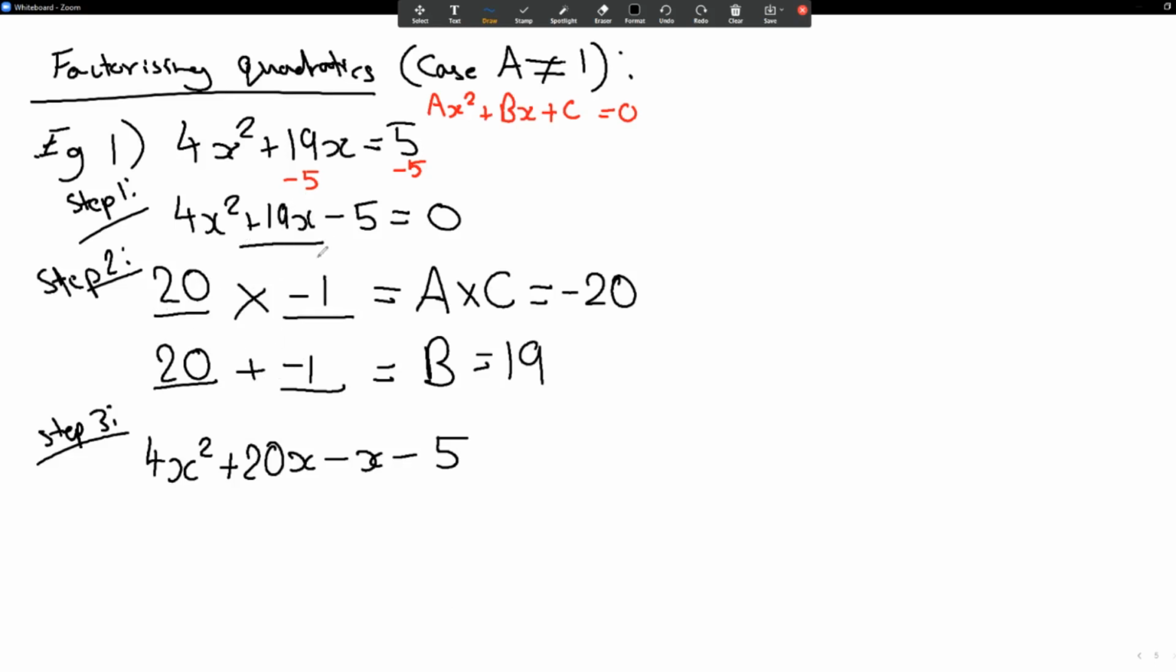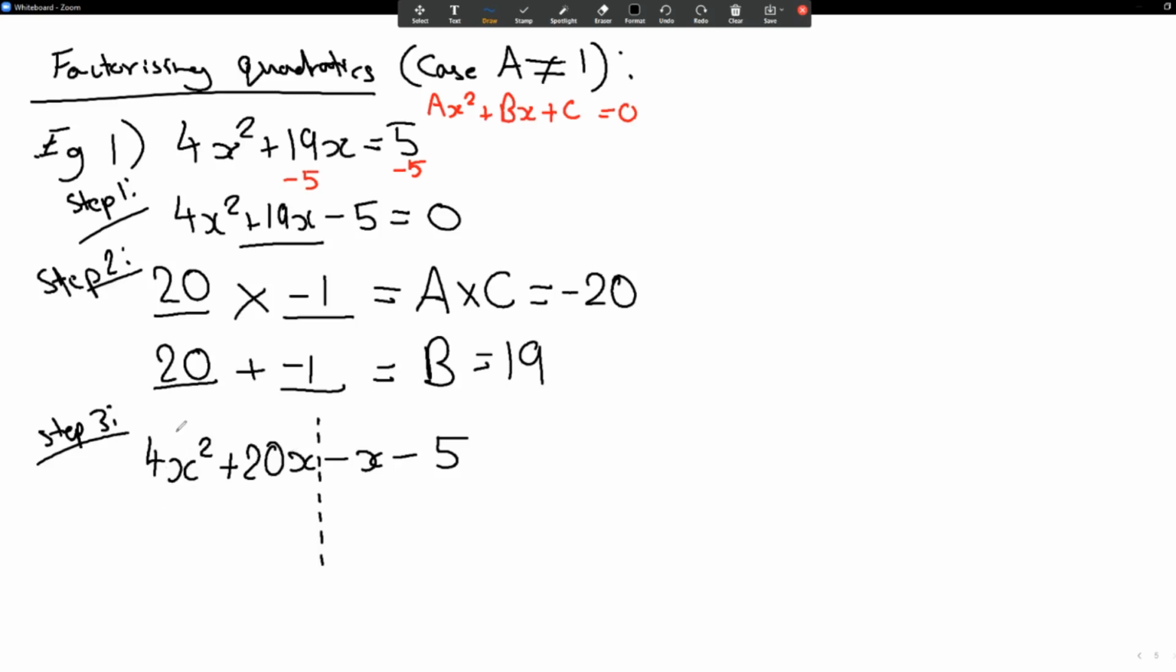Now what you can see is that we've basically replaced this 19x with plus 20x minus x, because these are our two numbers. So what you have to do is replace your b value, your bx, with these two x values, like so. Because you can rewrite 20x minus x as 19x. They're the same thing. But now, because we have it in this form, we can find our brackets. So what we do is we split down the middle like this, and we focus on these two individually.